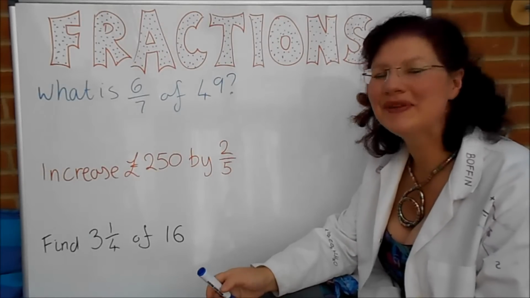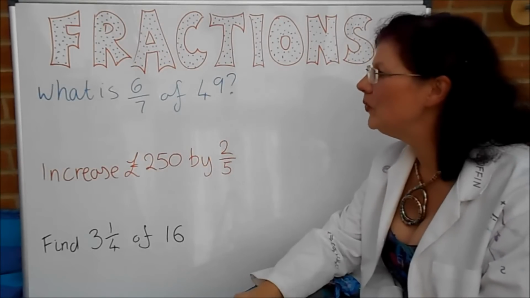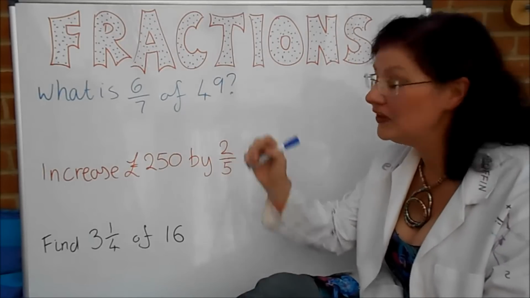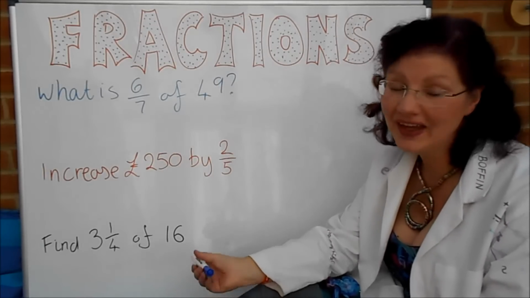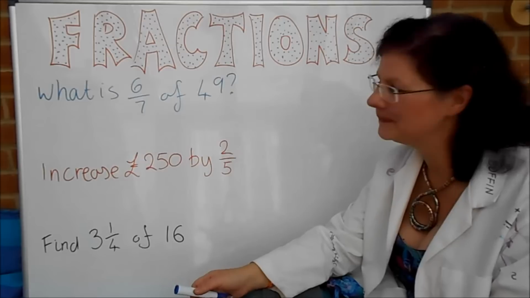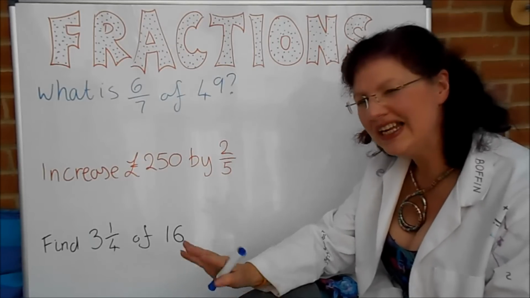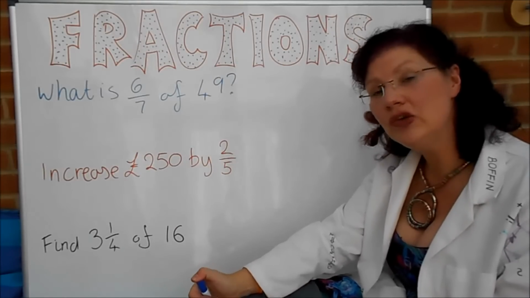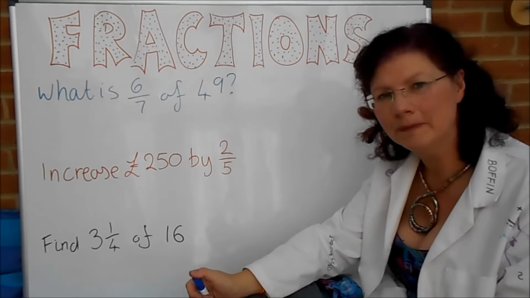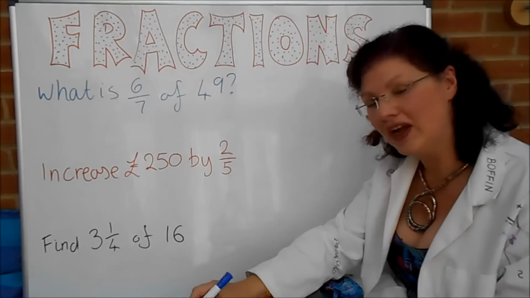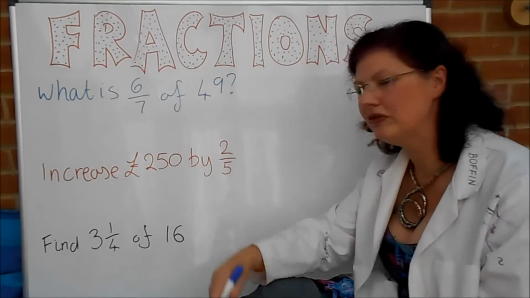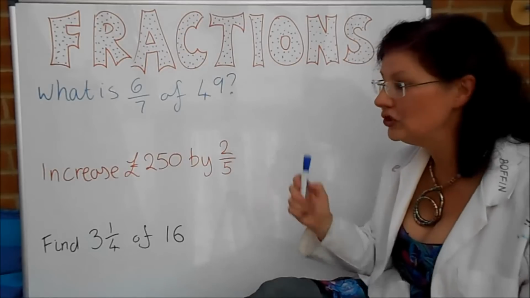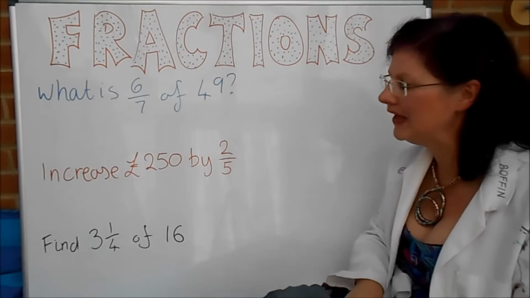Right, here are a few word problems for you to try. First of all, we've got what is 6/7 of 49. For that one, I suggest you just find 1/7 and then simply multiply it by 6. Easy. Here, we've got a slightly differently worded one. We've got £250 and you're told to increase it by 2/5. So what you'll need to do there is find 2/5 of your £250 and then add it on. Don't forget to add it on at the end. So you should end up with a number bigger than £250.